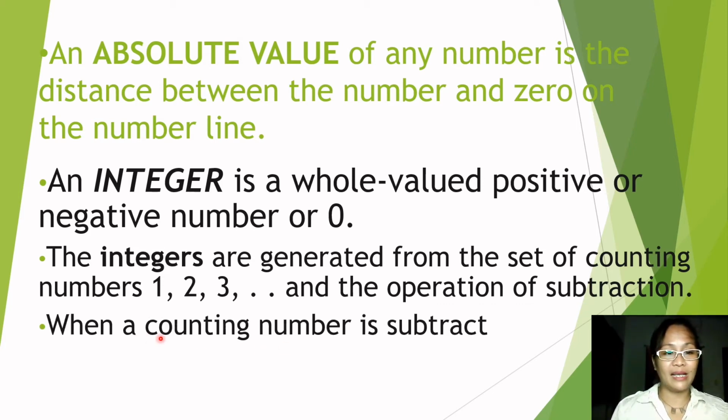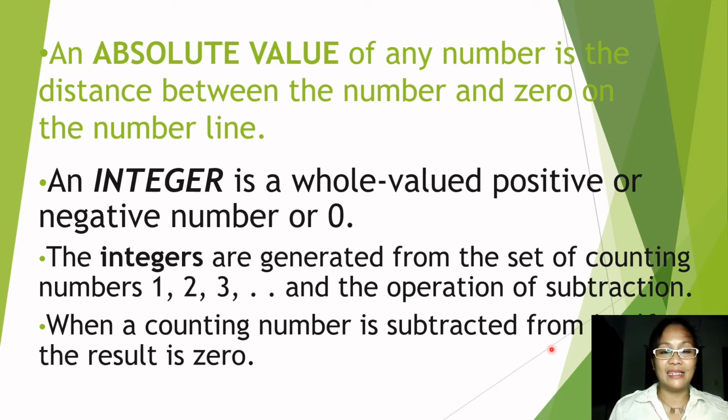Next, when a counting number is subtracted from the same number or itself, the result is 0. Okay? Kasi pag halimbawa, 3 minus 3 is equal to 0. So, ito na yung nasa gitna ng number line natin. Okay, so, i-explain natin more ang absolute value at integer gamit ang isang number line.